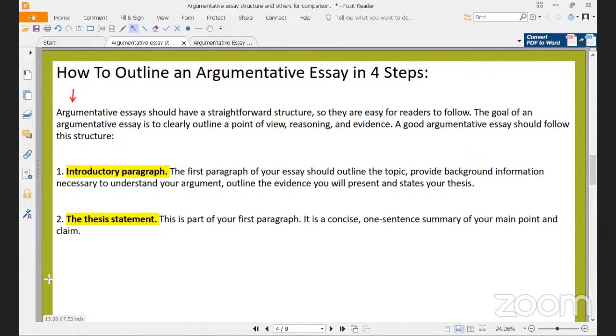Argumentative essays should have a straightforward structure, so they are easy for readers to follow. The goal of an argumentative essay is to clearly outline a point of view, reasoning, and evidence. A good argumentative essay should follow this structure. Introduction.